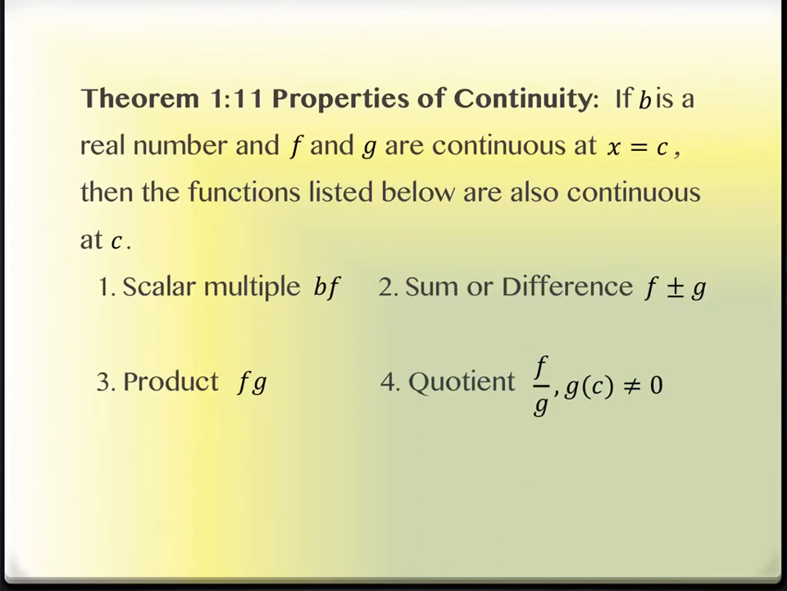Sum or difference: if you add two continuous functions or you subtract two continuous functions, you still get a continuous function. Product: if you multiply two continuous functions, you will still have a continuous function. Quotient is the only one that might go awry, and it might go awry if the denominator is 0, so there's that condition. It will be continuous, f divided by g, as long as g of c is not 0. Or you can say it's continuous at every location where g of c is not 0. That's another way to phrase that.